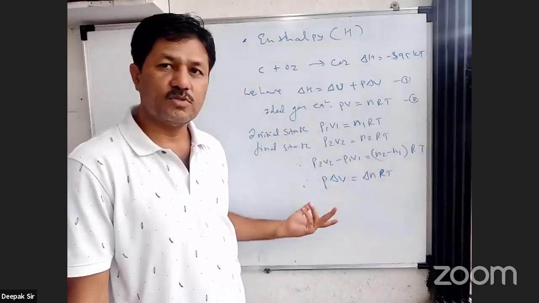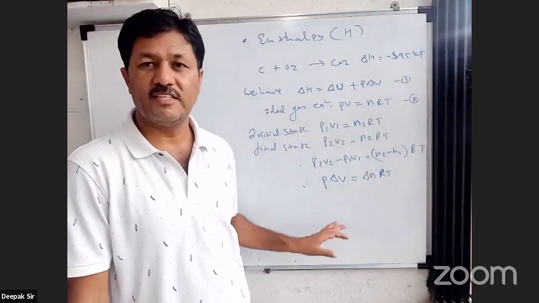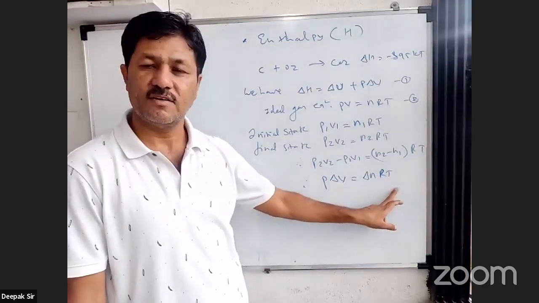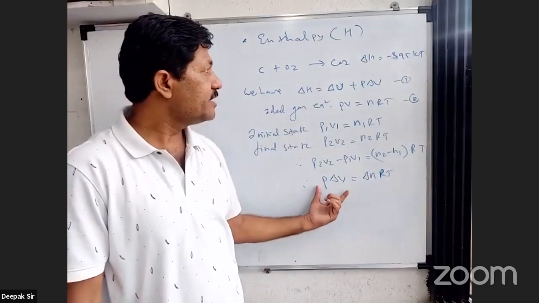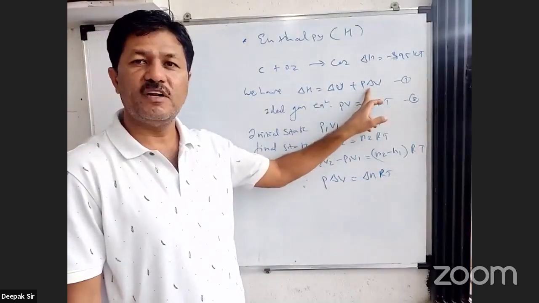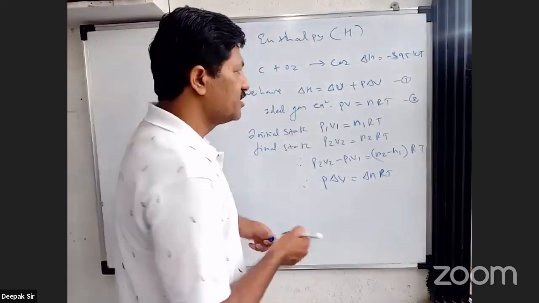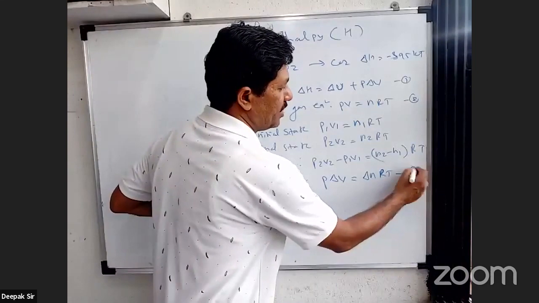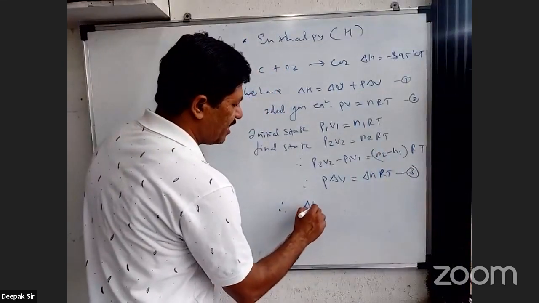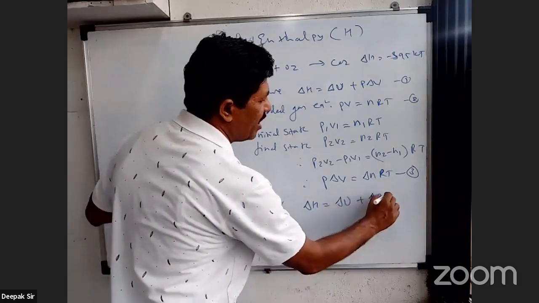And in an isobaric process, what is going to change? Volume is going to change and the number of moles are going to change. So what we get here is P delta V is equal to delta n RT. So instead of P delta V in the first equation, we can put the value delta n RT. Putting this value in equation 1, what do we get finally? Delta H is equal to delta U plus delta n RT.